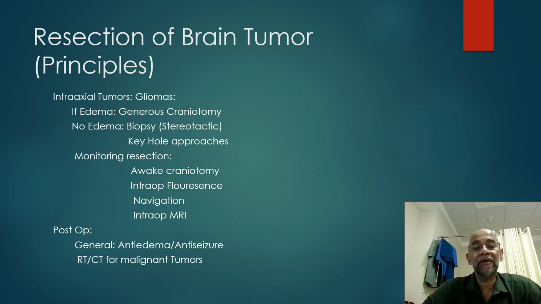Navigation can give us an idea of how big the tumor is and whether we have reached the tumor limits. Intraoperative MRI can help us by showing if there is residual tumor. So in the operation theater, the MRI is done, and if there is residual tumor, the tumor can be resected. Post-op management of intraaxial tumors includes anti-edema measures and anti-seizure medication. Radiation and chemotherapy is required for malignant tumors.